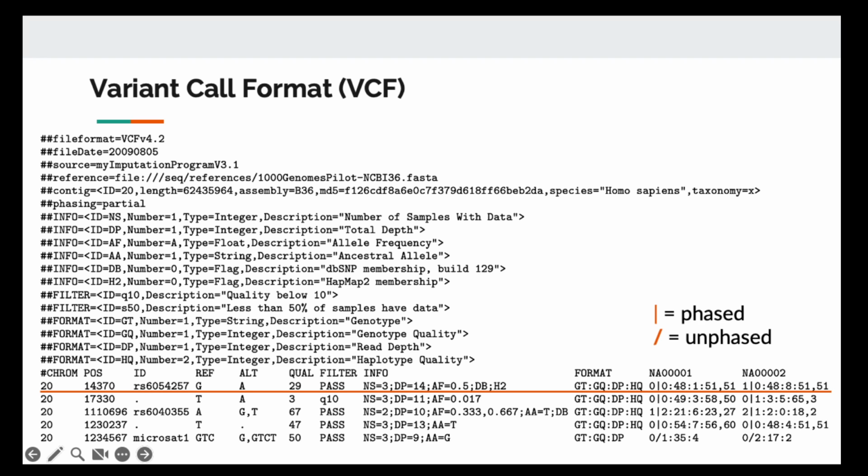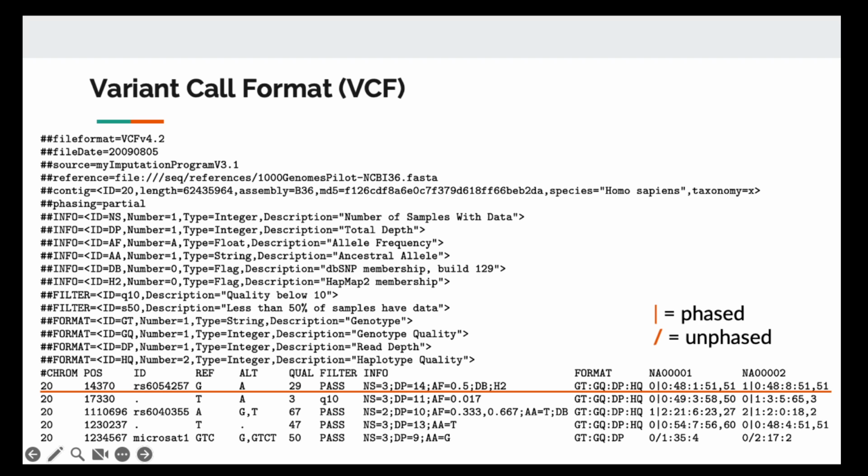So it's like a README attached to the data. These sharp symbols tell you that this file was generated according to the VCF standard format version 4.2, a global standard for VCF files. It was created on August 5th, 2009. The variants in this file are coded by comparing to the 1000 Genomes Project reference, named 1000 Genome Pilot NCBI 36 FASTA. Basically these headers allow you in the future to come back to this file and understand what you did at the time.